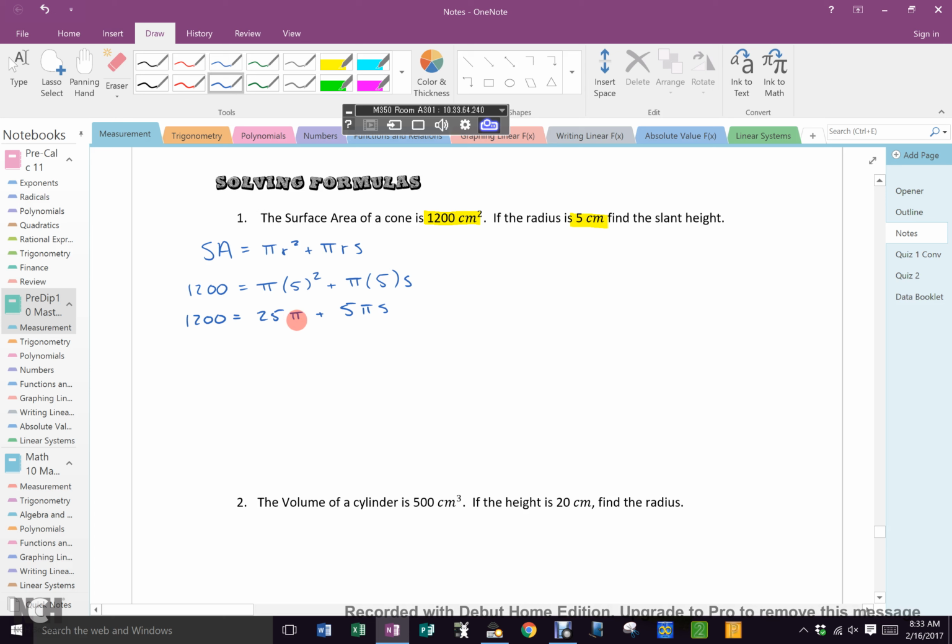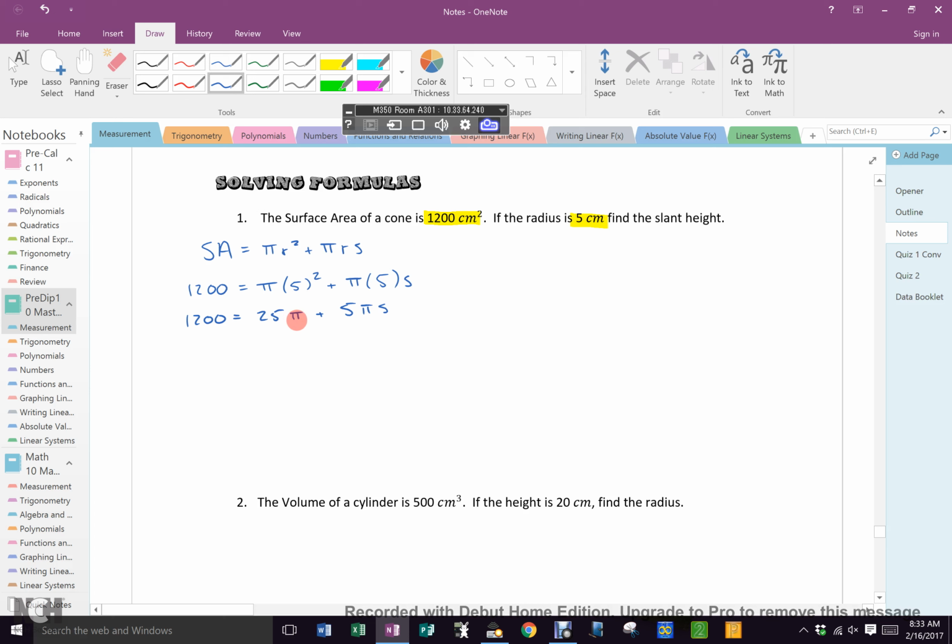Add it? You would subtract it, right? From both sides. Yeah? So, since you all know what to do when it's a number, do the rules change when it looks different? No. Of course not. So you need to subtract 25 pi, yes? And once you subtract it from the right-hand side, what must you do to the left-hand side? Same thing. So you have 1,200 minus 25 pi, yes? And that equals 5 pi s.